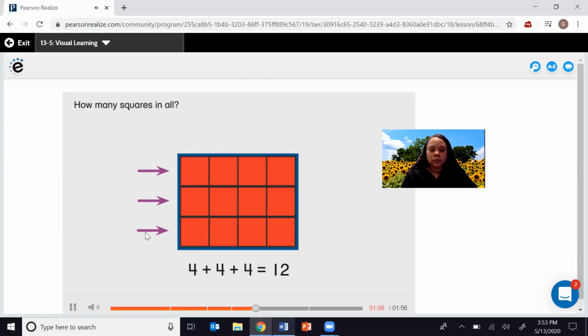How many squares in all? 4 + 4 + 4 = 12. There are 12 squares in all.